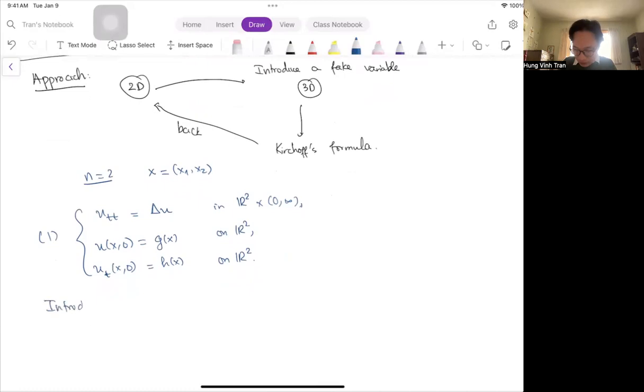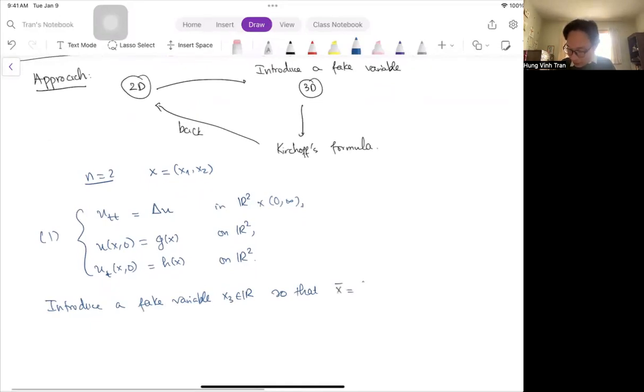Introduce a fake variable x3 in R, and let me be consistent with the notes. I call it x bar equals x1, x2, x3, or just simply x bar is going to be in R3, right? Because x is in R2 and we introduce another variable x3.